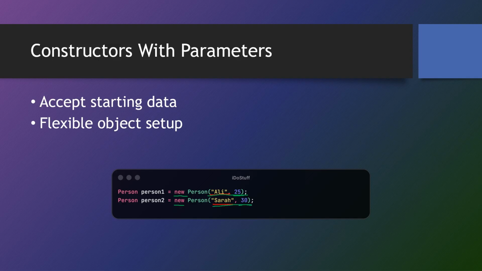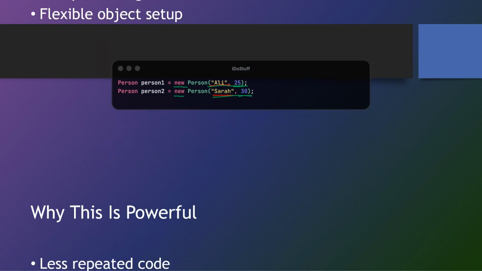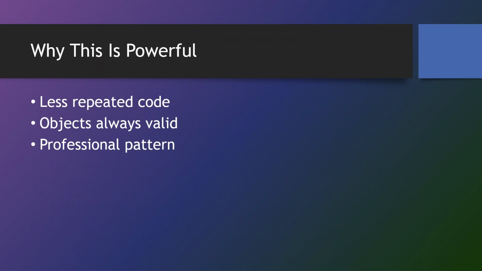Why constructors make code cleaner. Without constructors, objects can be half initialized. Setup code is scattered everywhere. With constructors, objects are always valid. Setup logic lives in one place. Code becomes easier to read and maintain. This is how professional C# developers structure their programs.